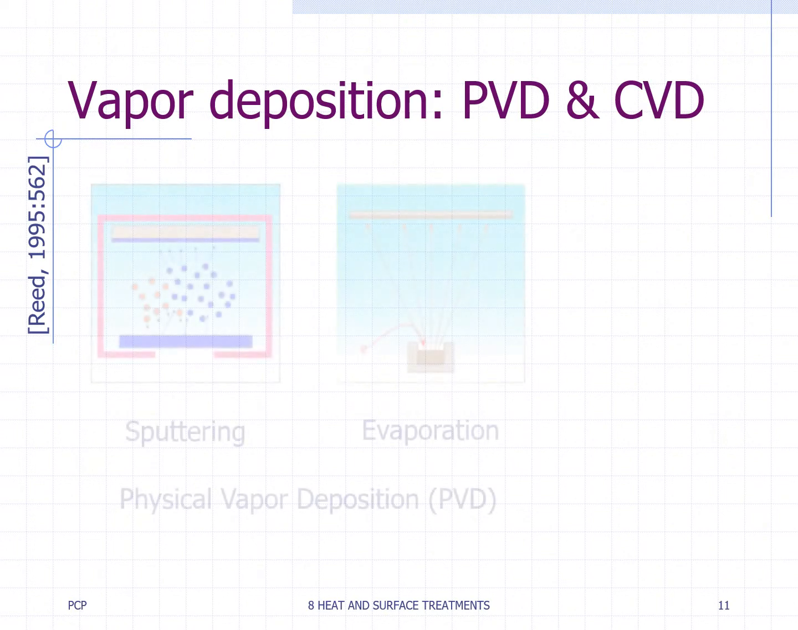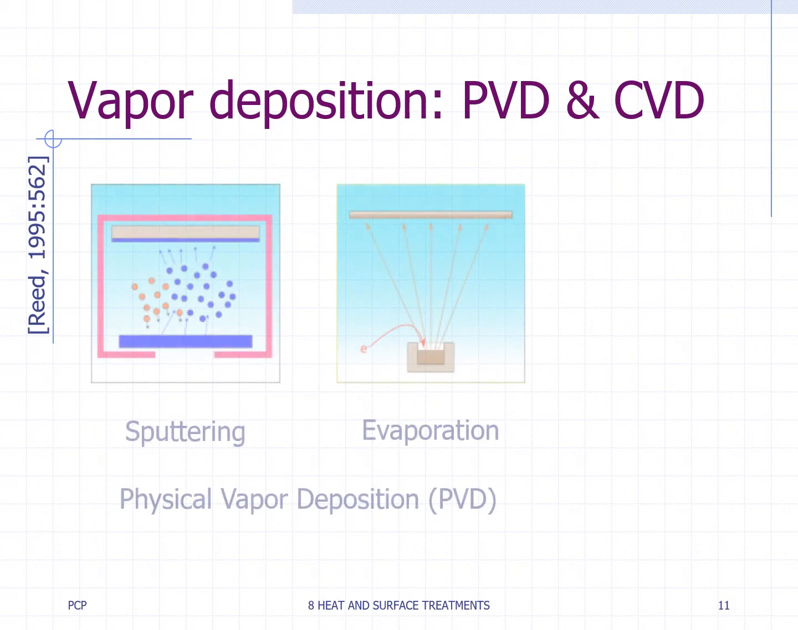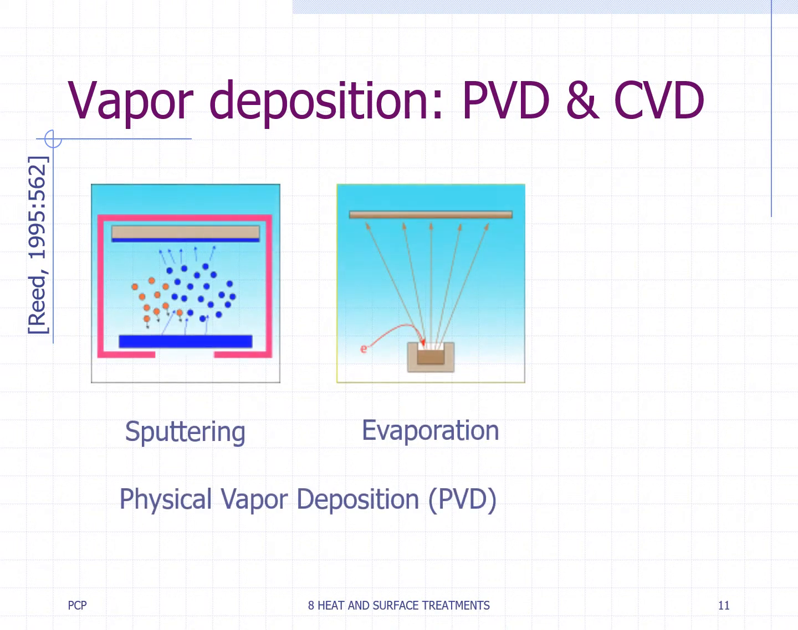Vapor deposition is the condensation of an element or a compound from the vapor state, forming a thin film, typically less than 1 micrometer, on a substrate. In physical vapor deposition, the film has the same composition as the vapor. The most common PVD processes are sputtering and evaporation.